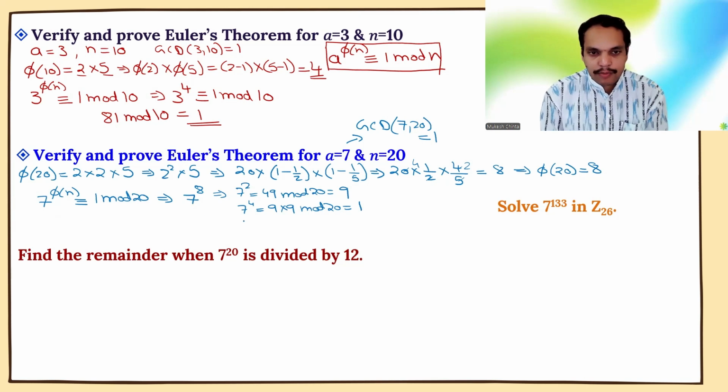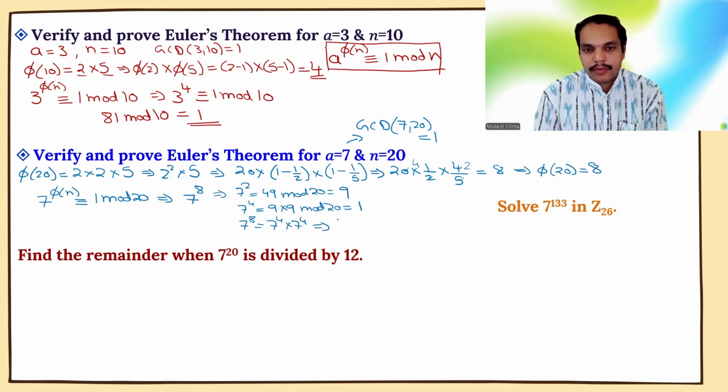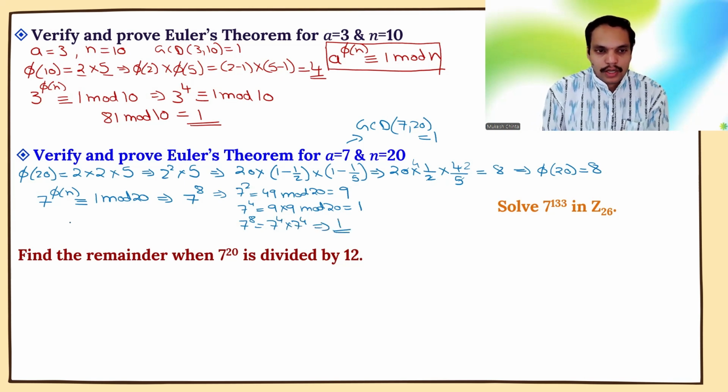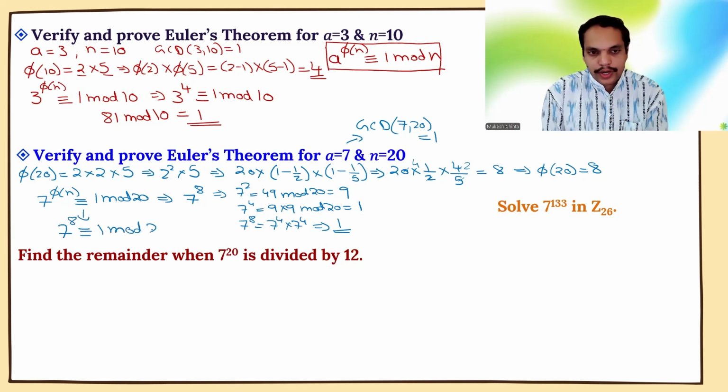So if you need 7 power 8, I can simply write 7 power 8 is equal to 7 power 4 into 7 power 4, which is nothing but 1. So this proves that 7 power 8 is congruent to 1 mod 20. Once again, I am able to prove the Euler's theorem. So there is another application here.